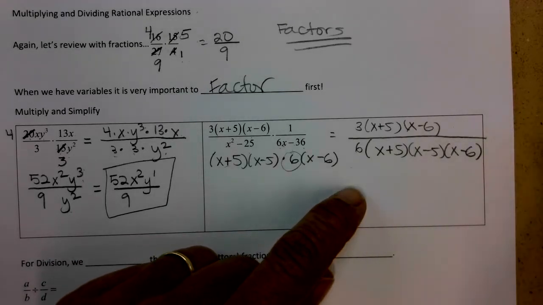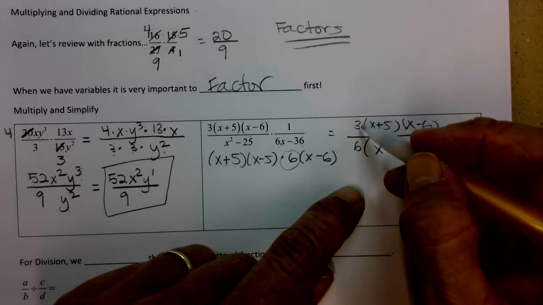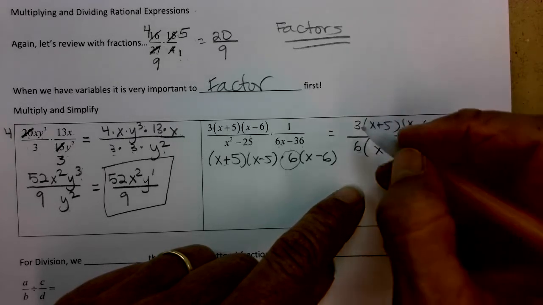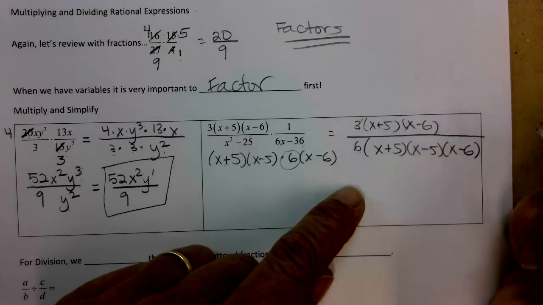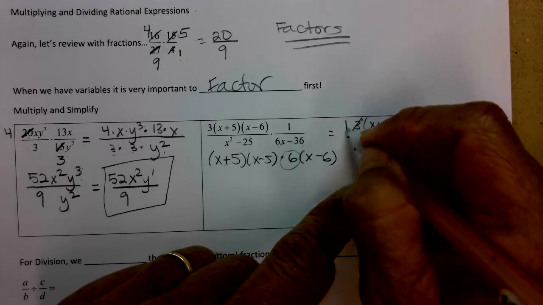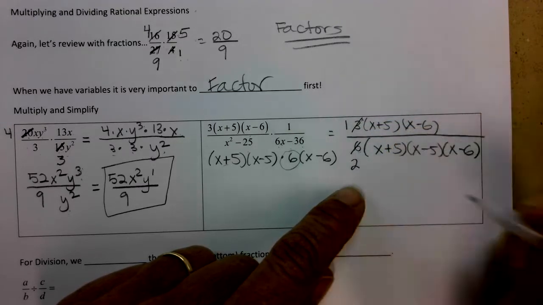So any common factors. Well, we can do the numbers first. So 6 and 3 over 6, they have a common factor of 3. So a 1 for the top, a 2 for the bottom.